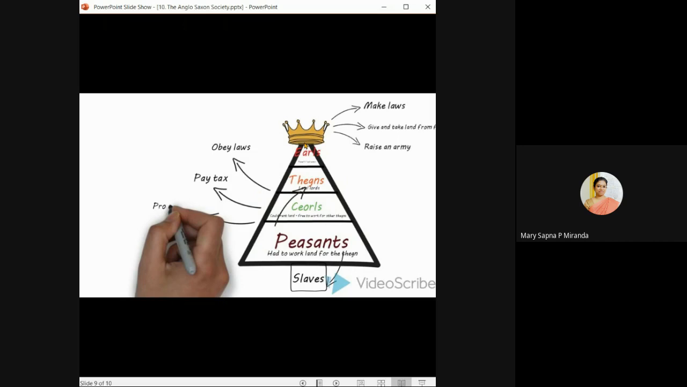They could give and take land from others, they could raise an army, that is, in times of war, battle, they would raise an army. And where would this army and all the money come from? The bottom of the pyramid, as in from the churls and the peasants. And right at the bottom you had slaves, who were even worse off than the peasants.